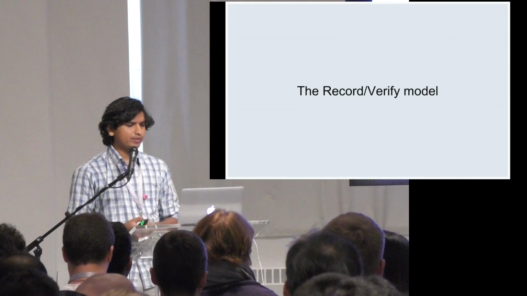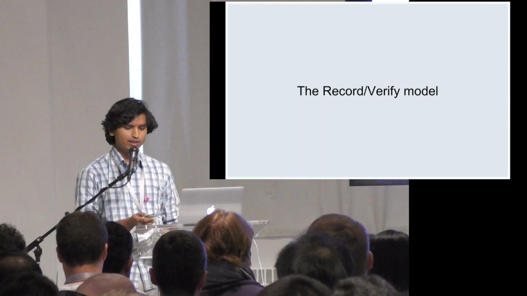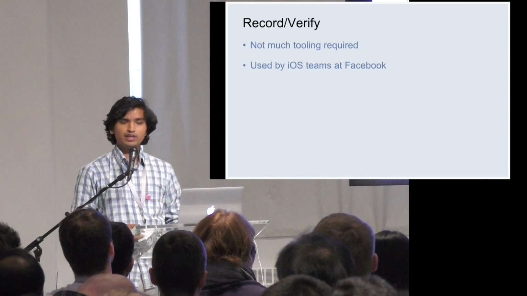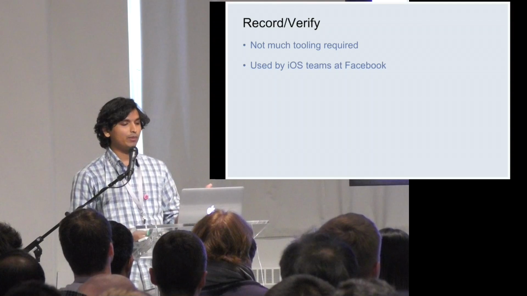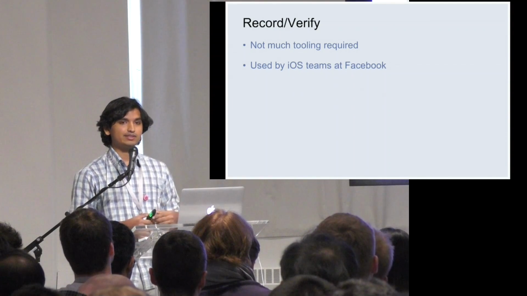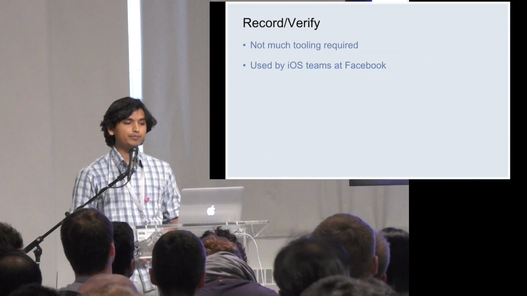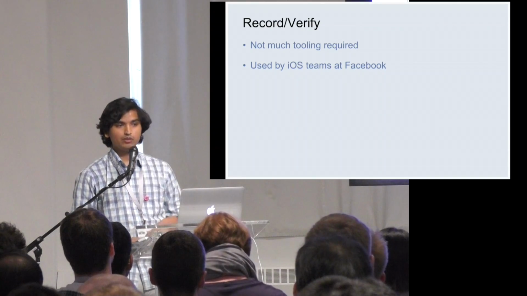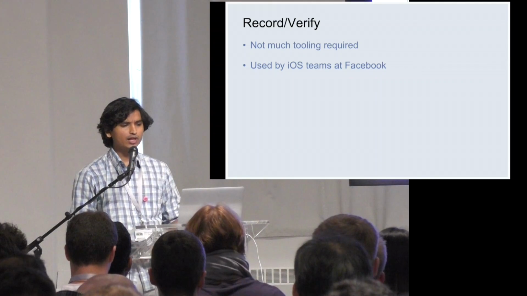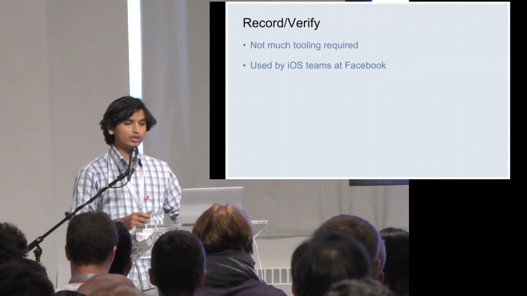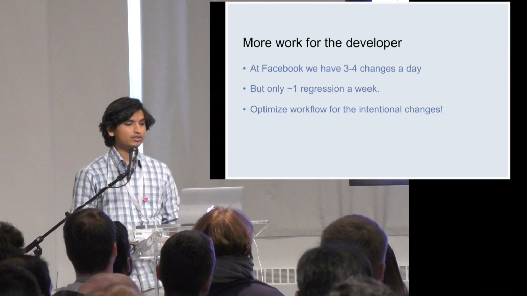So this is a very simple model. It works pretty well. It does not require much tooling, and in fact it's been used in the iOS teams at Facebook for a while. One thing I didn't mention is that iOS has had a similar screenshot test framework for a while, released by Facebook. But they've been using the record verify model, where you record the screenshots, and when the tests are run later on, they just verify it against the golden screenshot. But it turns out that's actually more work for the developer, especially on a large project.